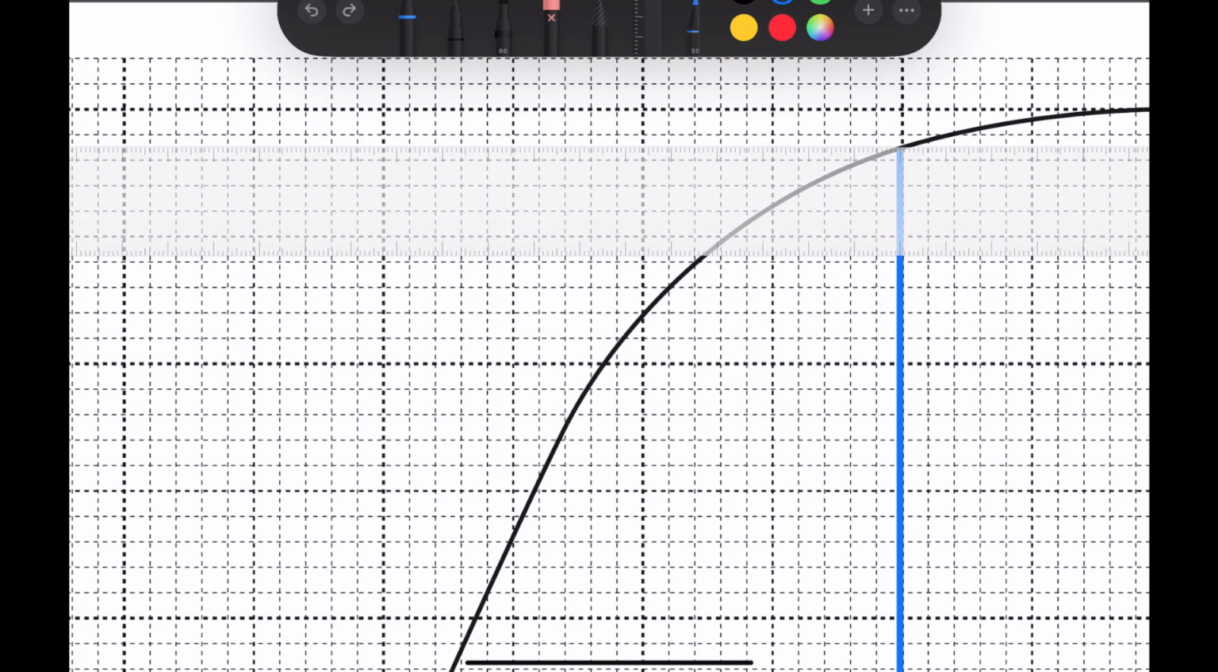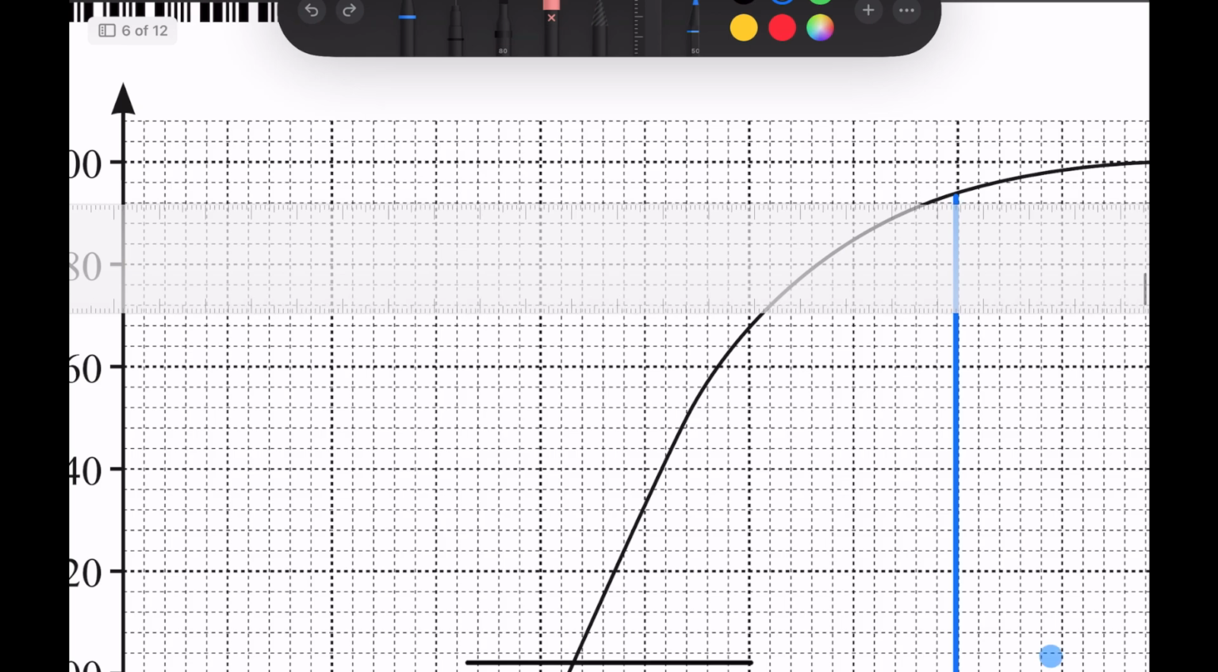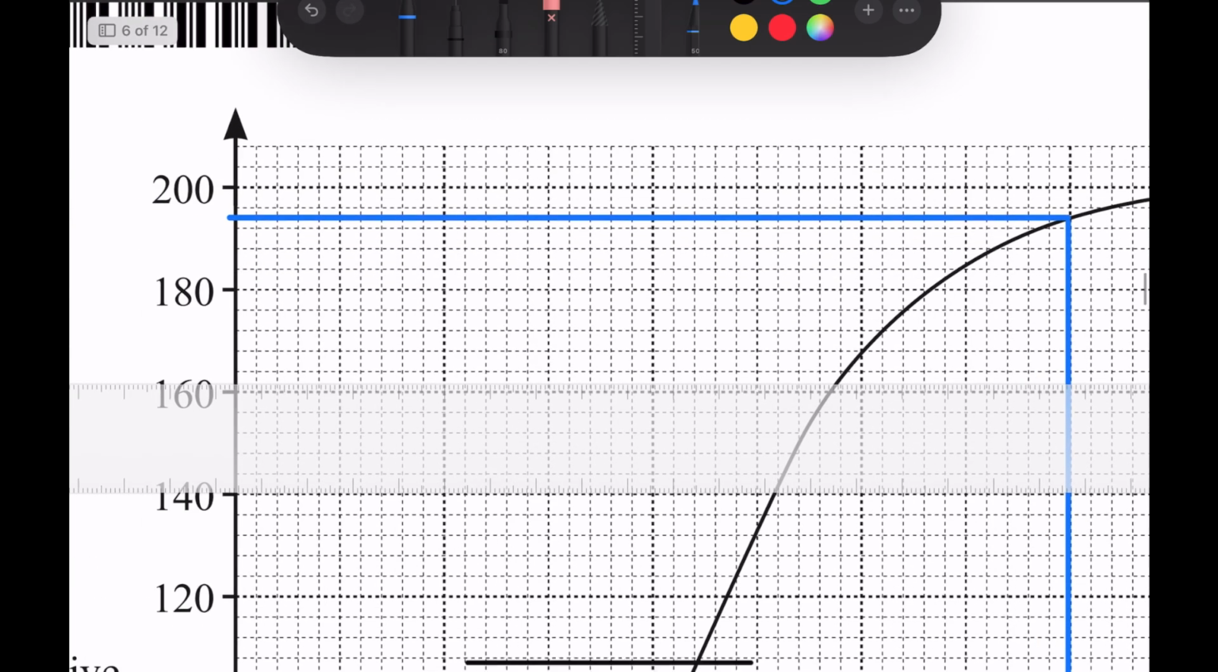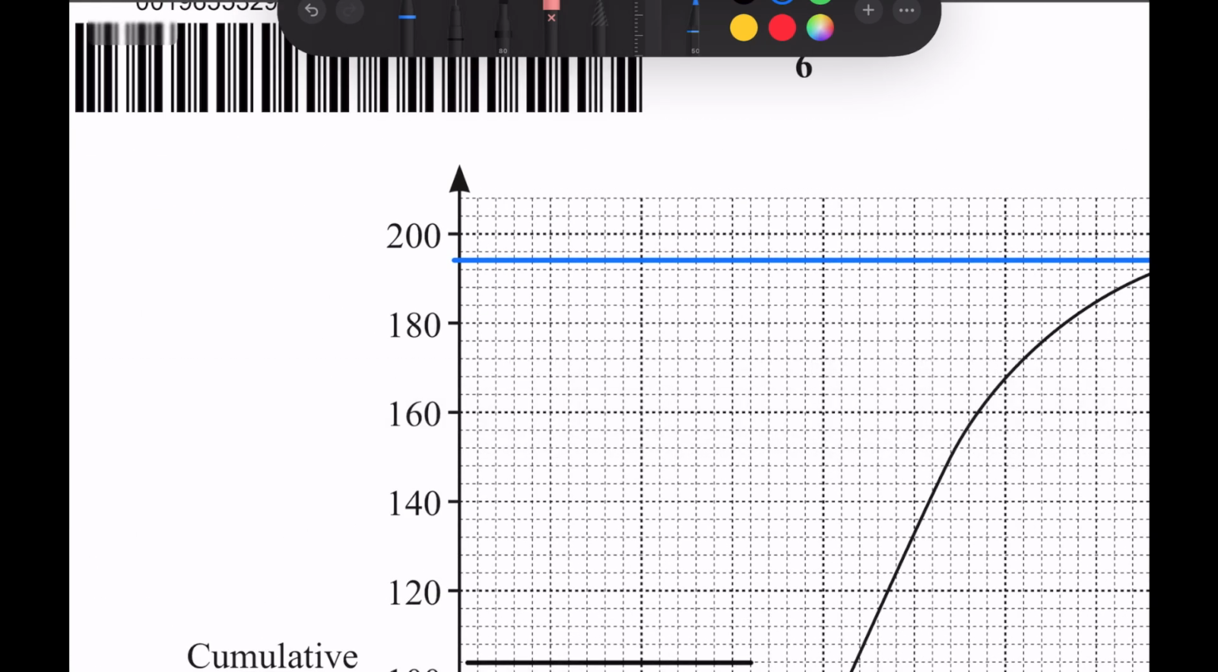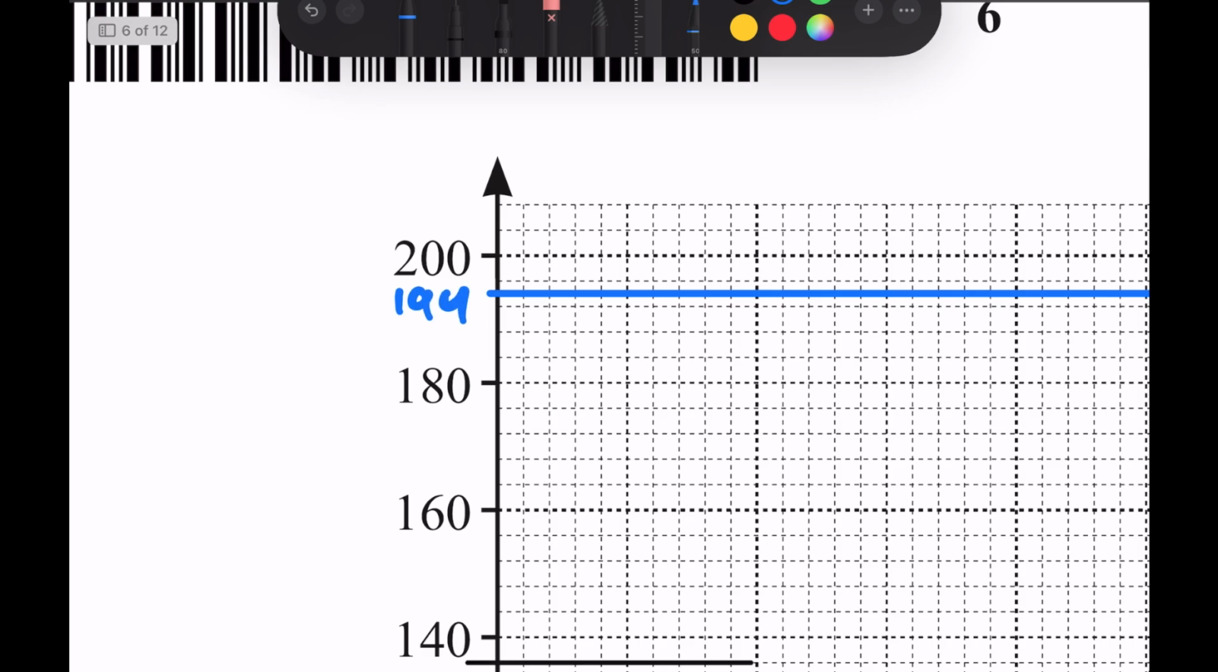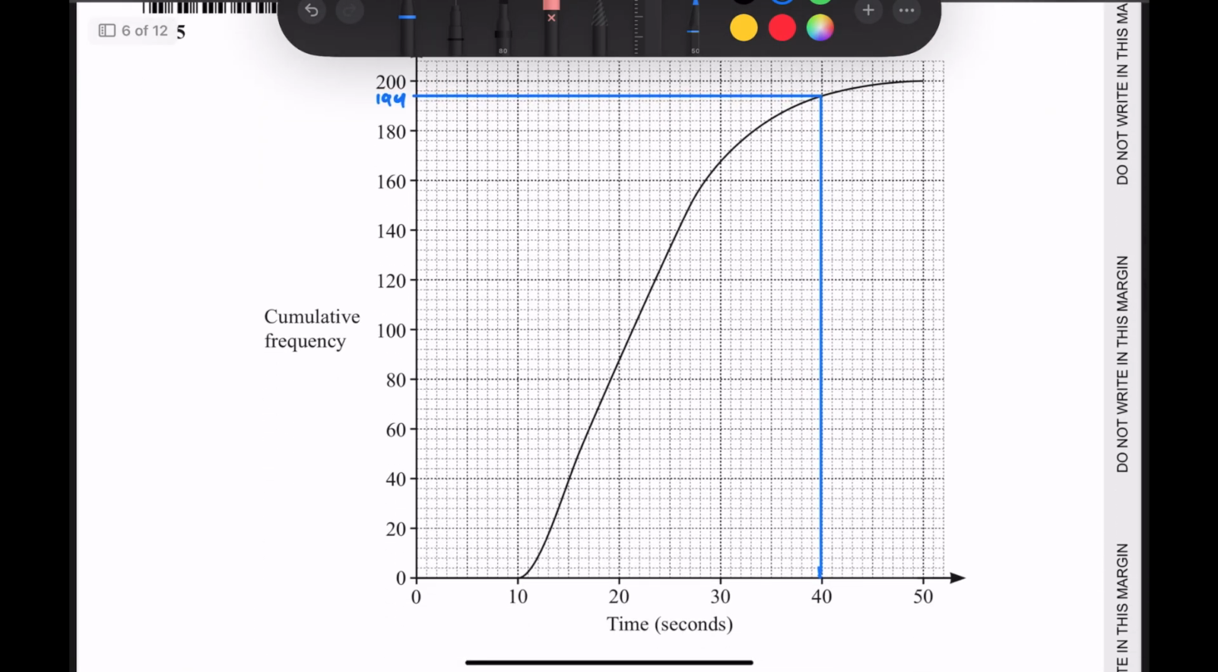This means if we draw a line over here, and this means that this point is equal to 194. So this says that the number of students who have taken 40 seconds or less to finish the work is equal to 194, since all these students over here keep adding up, the sum of all these students who have taken 40 seconds or less is equal to 194.